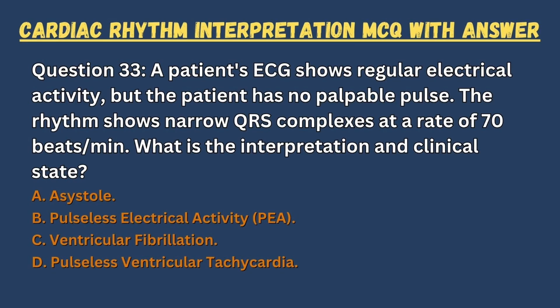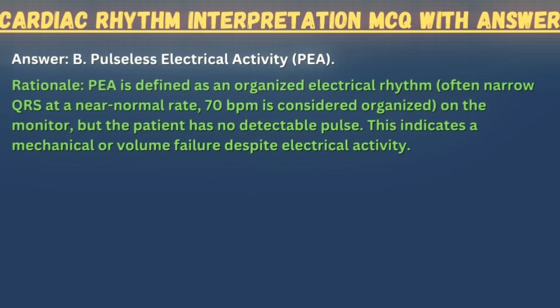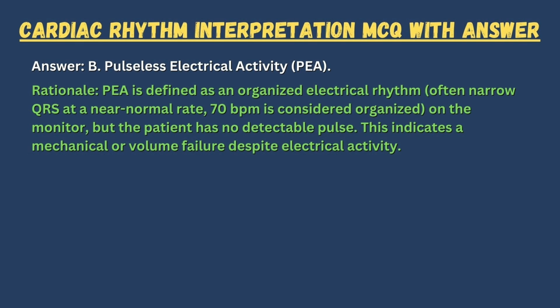The rhythm shows narrow QRS complexes at a rate of 70 beats per minute. What is the interpretation and clinical state? A. Asystole. B. Pulseless electrical activity, PEA. C. Ventricular fibrillation. D. Pulseless ventricular tachycardia. Answer: B. Pulseless electrical activity, PEA.